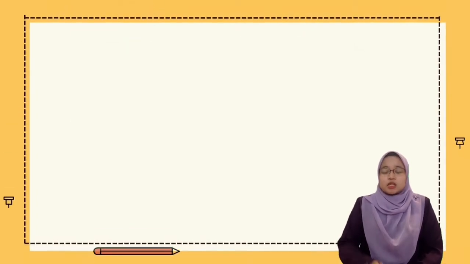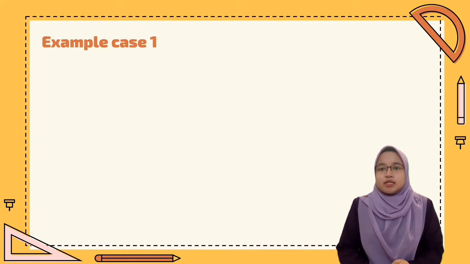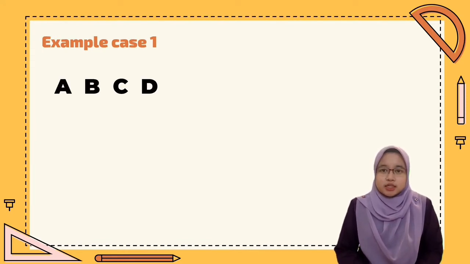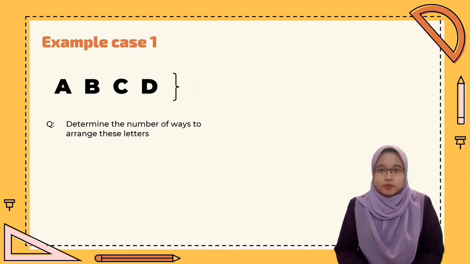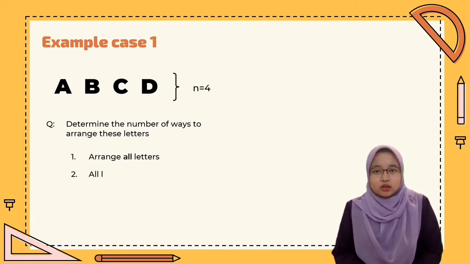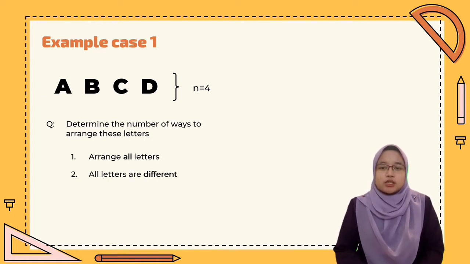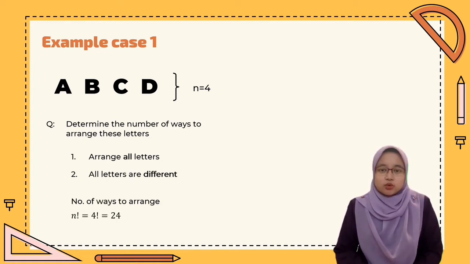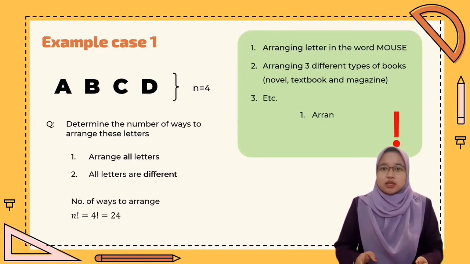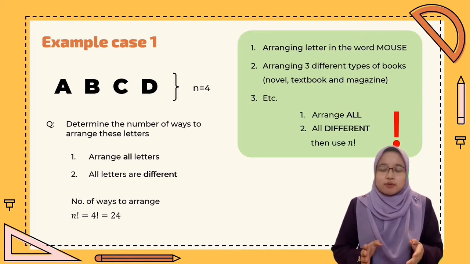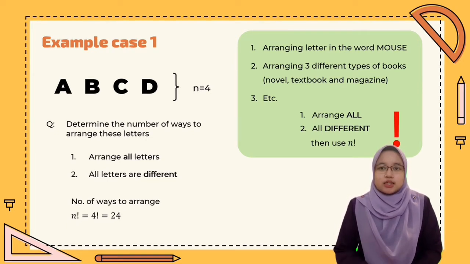As an example, suppose we have 4 letters A, B, C, and D. The question will be to determine the number of ways to arrange these letters. So, n will be 4. We want to arrange all the 4 letters and all the letters are different. The number of ways to arrange is 4 factorial, which equals 24. It doesn't matter what the question is, such as arranging the letters in the word mouse, or arranging 3 types of books such as novel, textbook, and magazines. As long as they are all different, we will be using case number 1, which is n factorial.